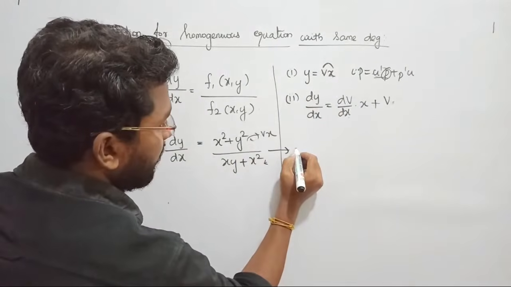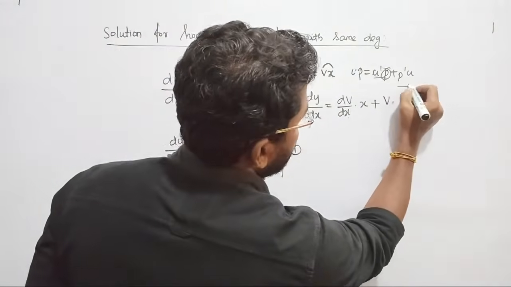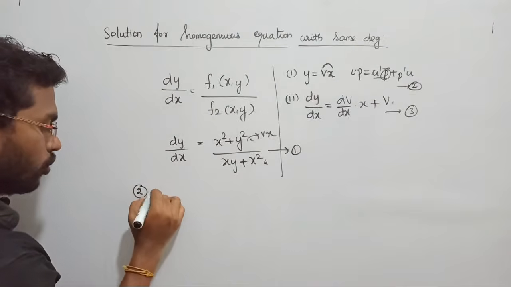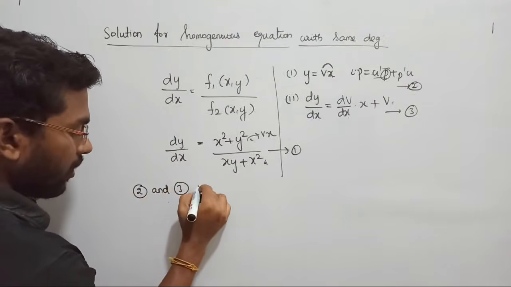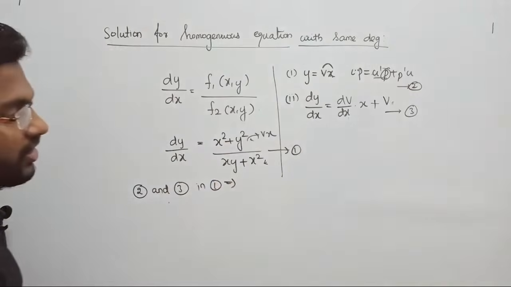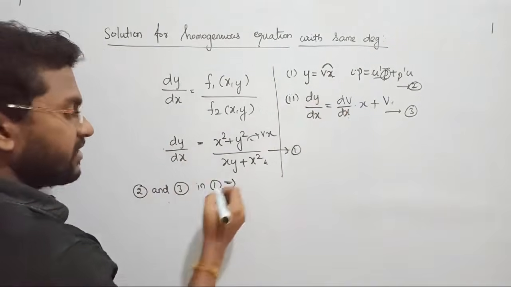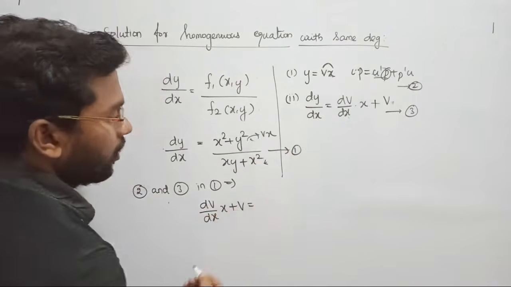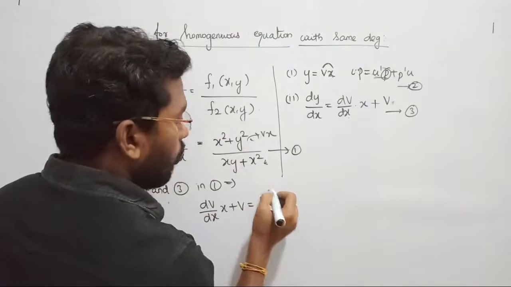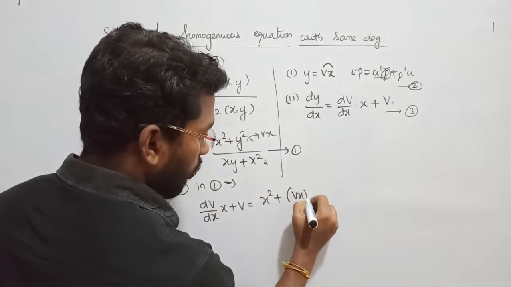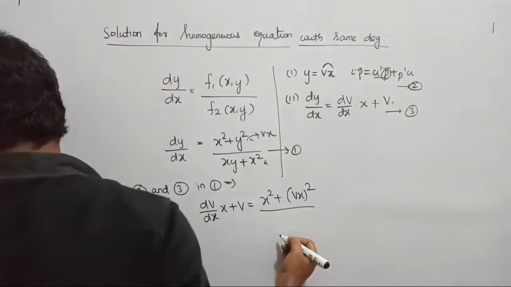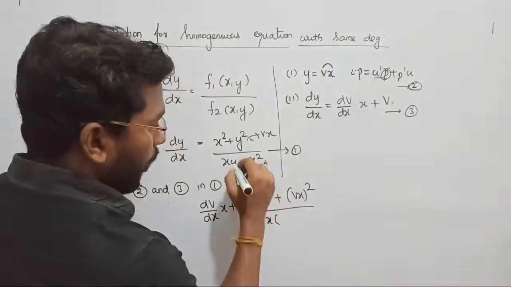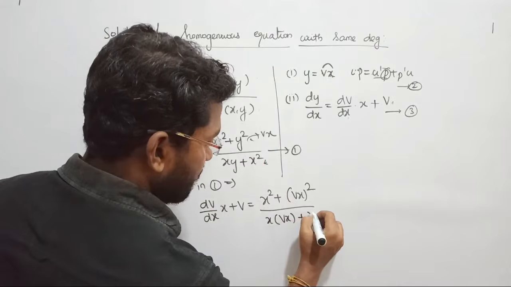Okay, let me treat this one as equation number 1, this one as equation number 2, and this one as equation number 3. Now I am going to put equation numbers 2 and 3 into equation number 1, such that dy by dx can be replaced by dv by dx into x plus v, equal to x square plus y replaced by v into x, whole square. In the denominator, x into y is replaced by v into x, plus x square.